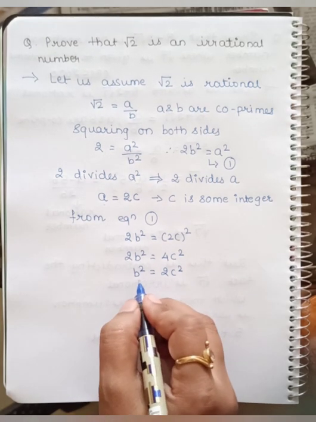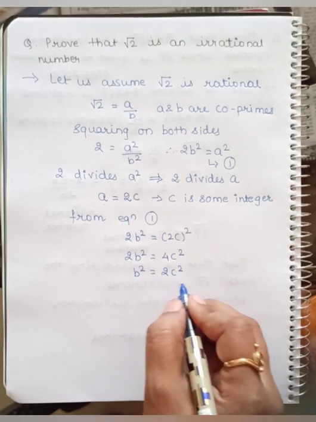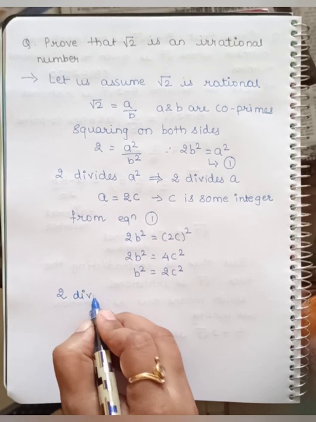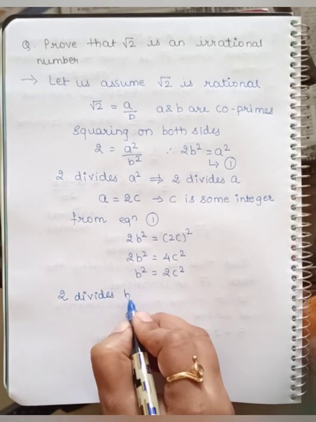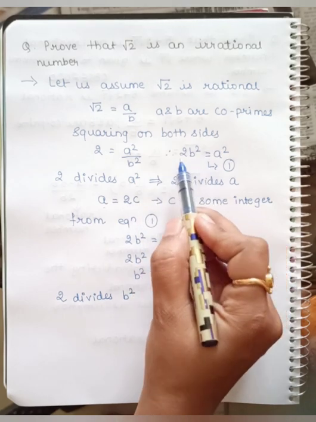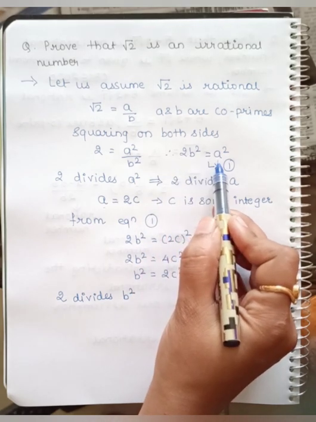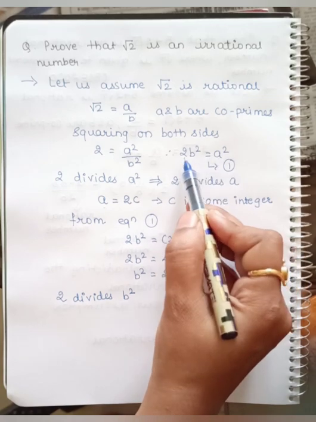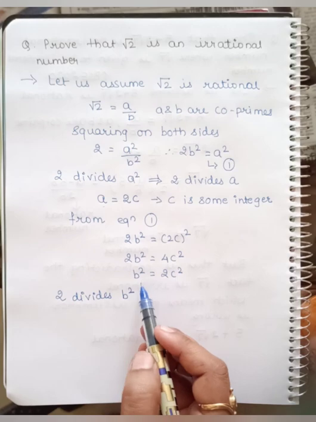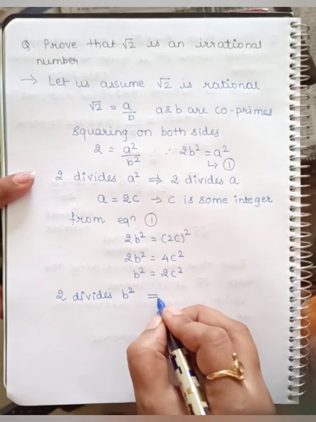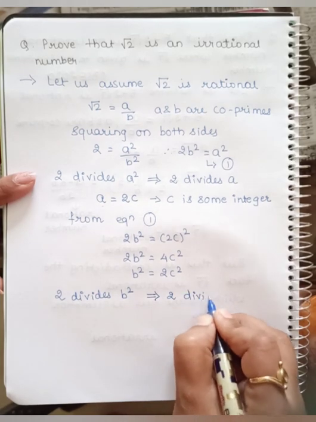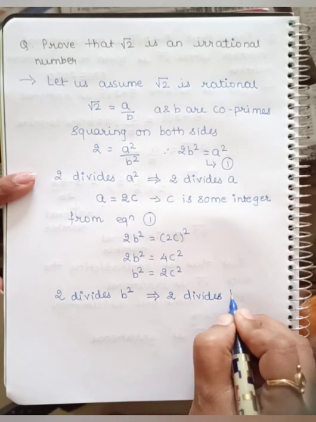Now again from this, what can I say? If b square is equal to 2 into c square, it means 2 divides b square, same as what we obtained in case of a. 2 times b square is equal to a square, which means a square is divisible by 2. Similarly here b square is also divisible by 2. What does it again mean? It means 2 divides b also.